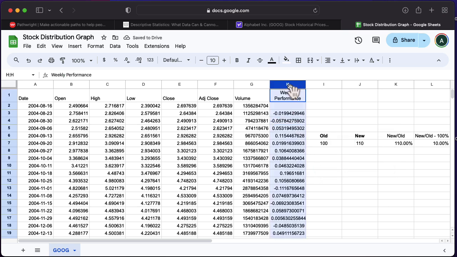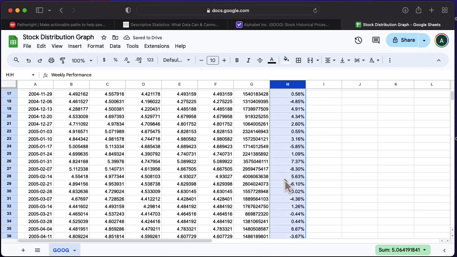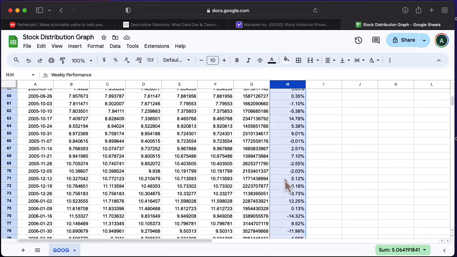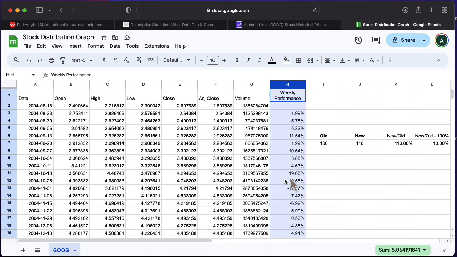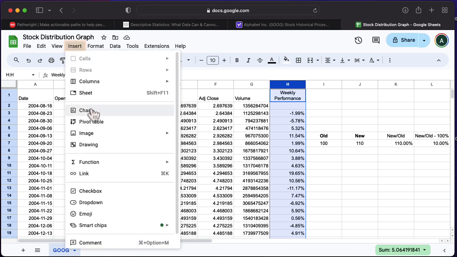And finally, I want all of this to be in percentages. That's my Google price series. It's how Google stock performed on a weekly basis across time. And what I would now like to do is I would like to get a sense as to the distribution of performance. And to do that, I'm going to head up to Insert. I'm going to go Chart.